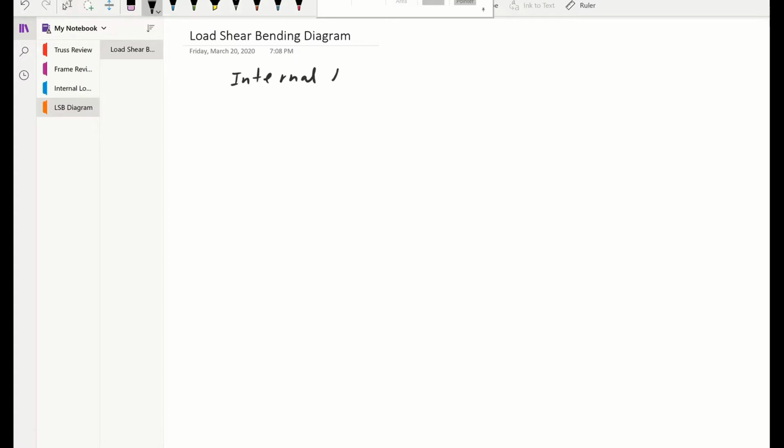So internal loading leads us to this load shear bending diagram. So, LSB abbreviation. And I want to say something about this LSB. Load shear bending diagram has been used all the time for structural engineers.